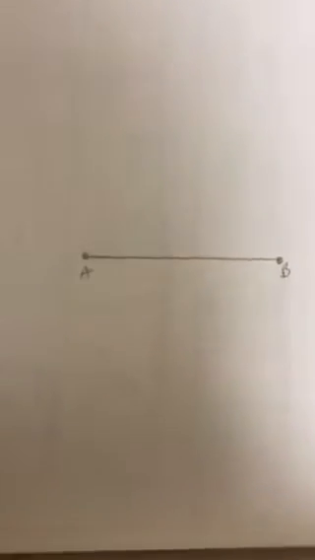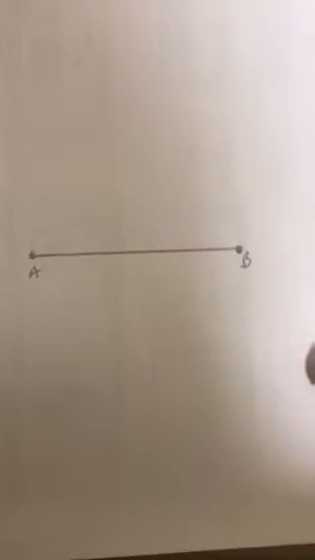Hello geometry students. I'm going to demonstrate today how to construct a square given a side length of one of the sides of the square. So in this example here, I want to construct a square and I know that I'm given one of the sides, which is side AB.